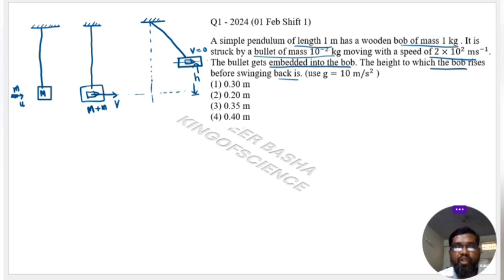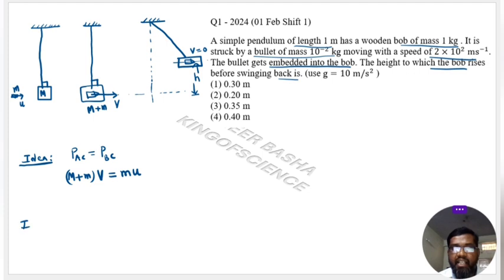So how to solve this type of question? The first idea I will apply here is conservation of linear momentum along the horizontal direction, which is perpendicular to the string length. Conservation of linear momentum means before collision and after collision it will be the same. Just after the collision, the combined system is moving with a velocity v. Just before the collision, only the bullet is moving with a velocity, and the bob is at rest. So here I can get the velocity v.